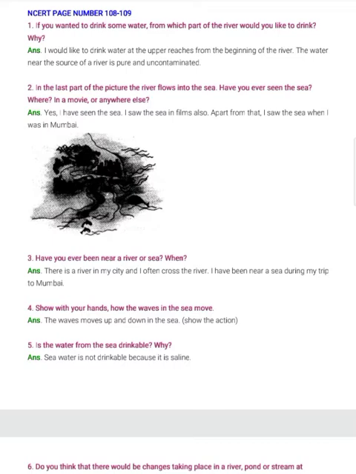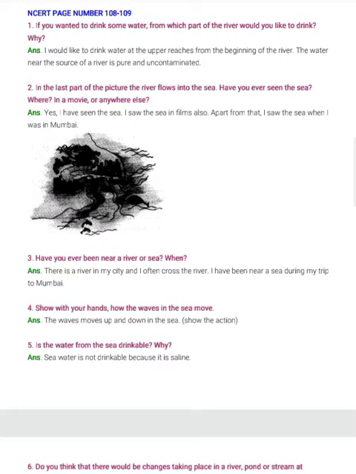Have you ever seen the sea in a movie or anywhere else? Yes, I have seen the sea. I saw the sea in films also. Apart from that, I saw the sea when I was in Mumbai. Have you ever been near a river or sea? Answer: there is a river in my city and I often cross the river. I have been near a sea during my trip to Mumbai.